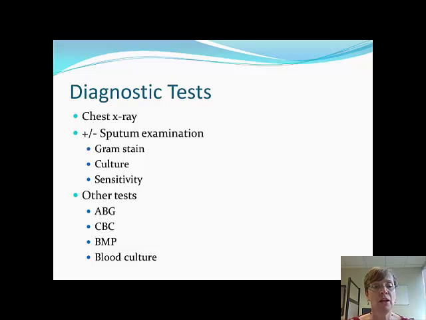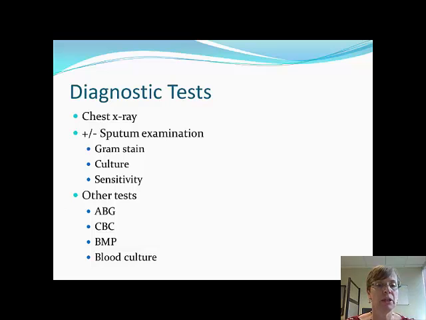Other tests that are done for pneumonia include the ABG, so arterial blood gas. This is the gold standard of really looking at how well the patient is taking in oxygen, whether their carbon dioxide levels are okay. It also gives you an opportunity to look at their base excess, whether or not they're acidotic or alkalotic.